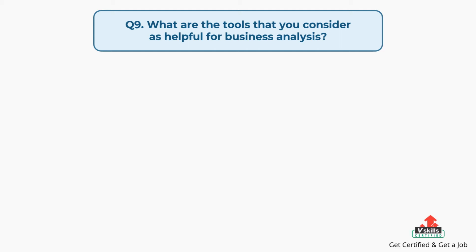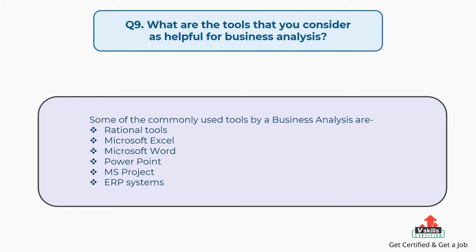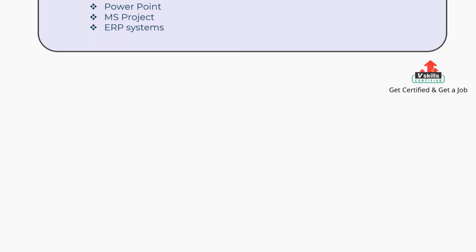Question number 9. What are the tools that you consider as helpful for business analysis? The answer is, some of the commonly used tools by a business analysis are Rational Tools, Microsoft Excel, Microsoft Word, PowerPoint, MS Project, ERP systems.